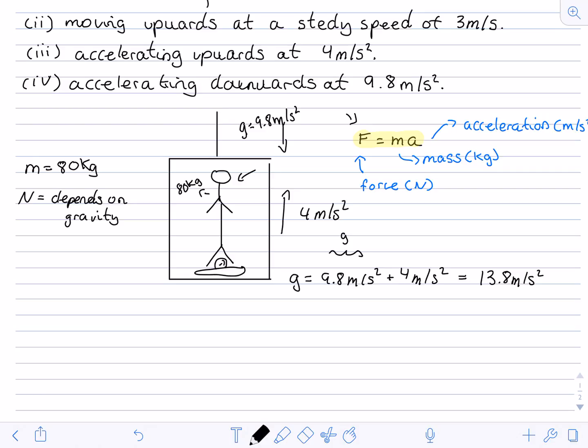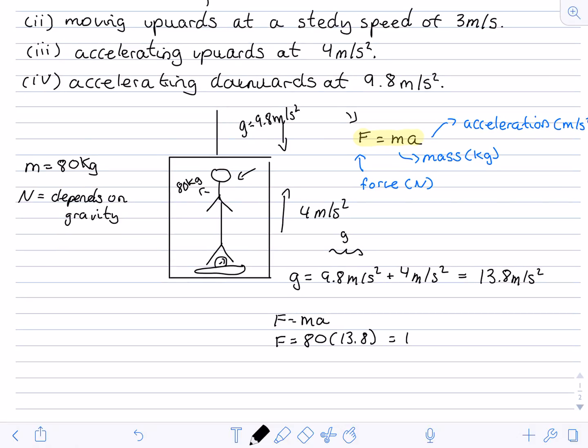So now that we know his gravity, we know that F is equal to ma. So the mass of this man is 80 and the gravity is 13.8. So the result of this would be 1,104 newtons. So as you can see, his weight in newtons is going to be different because, as we said before, the mass of a person doesn't change no matter where he is, okay? But what happens, that's the answer for question 3.